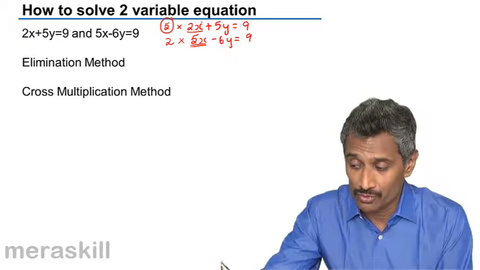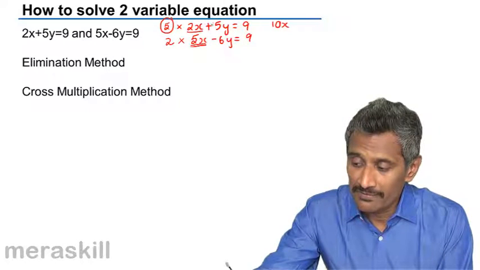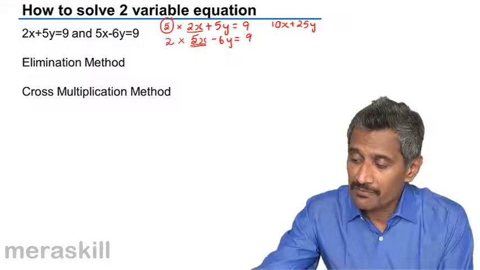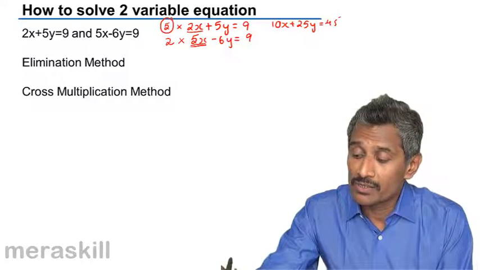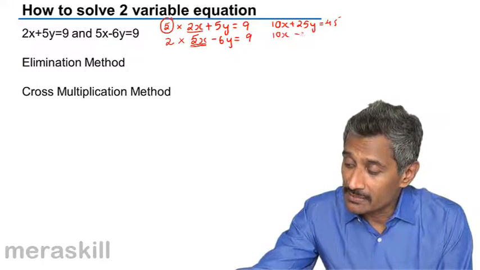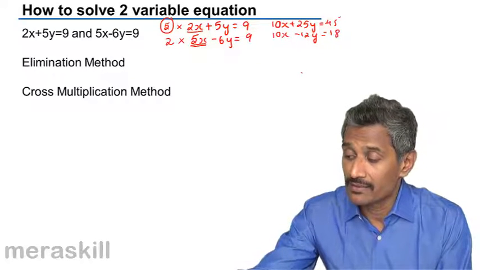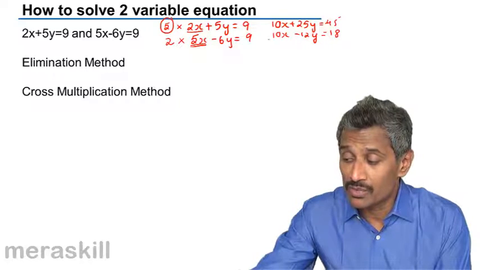So, 5 into 2 is 10x. 5 into 5, 25y plus 5 into 9, 45. Similarly here 2 into 5, 10x, 2 into minus 6, minus 12y, 2 into 9, 18. Now we need to eliminate this. To eliminate this, we need to subtract.